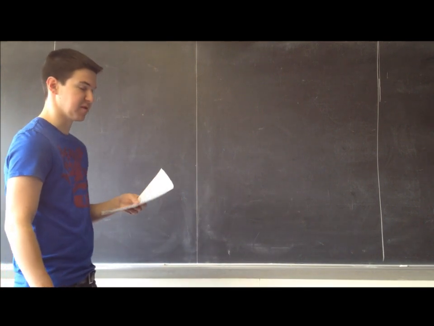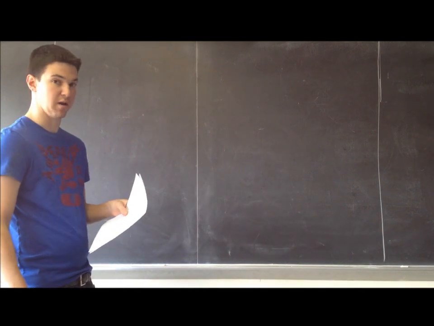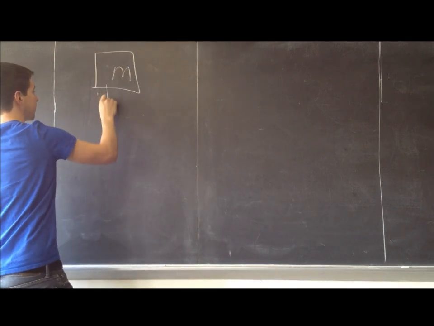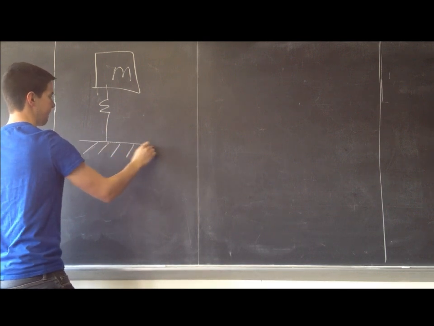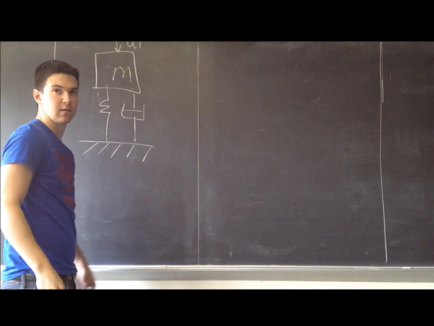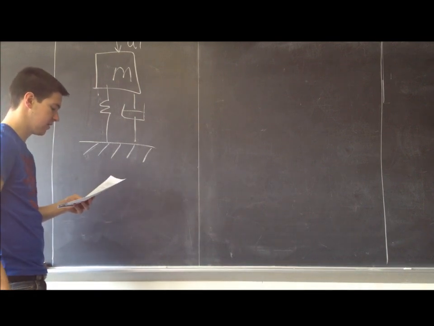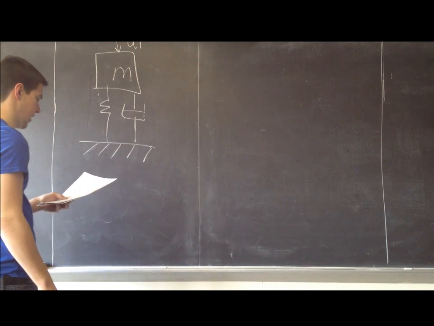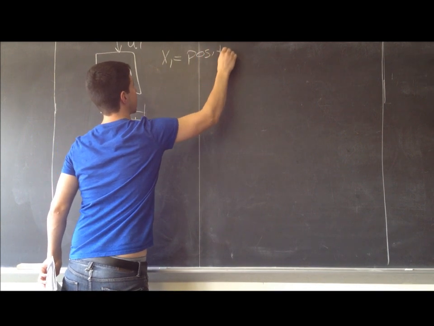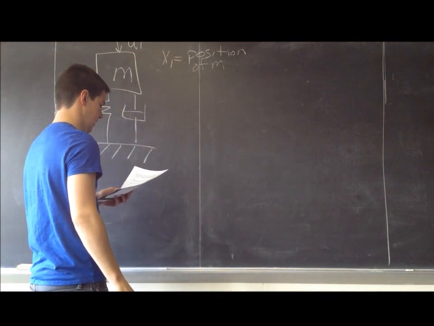Here we have a mass spring damper system with spring constant K, damping coefficient C, and input force U1 acting on the mass. The spring and damper are connected to the mass and to the ground. For this example, we have two state variables. X1 is defined as the position of the mass, m. X2 is defined as the velocity of m.